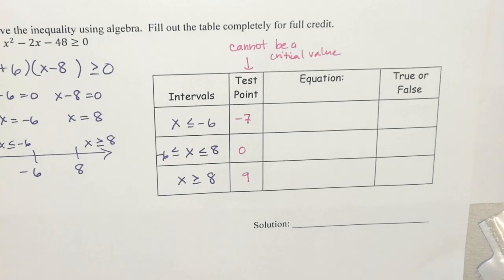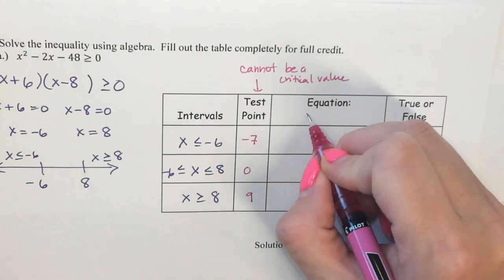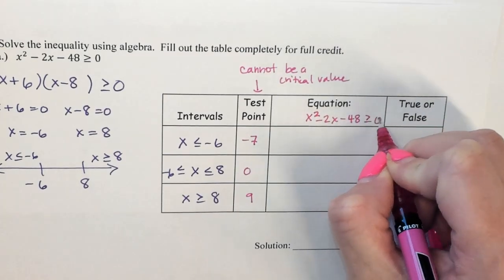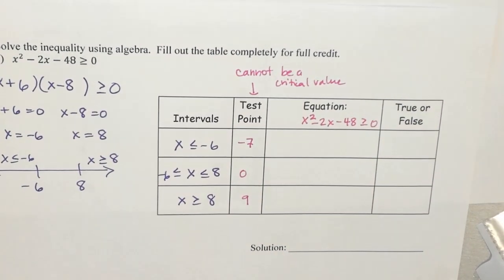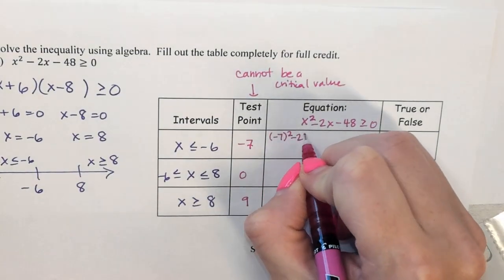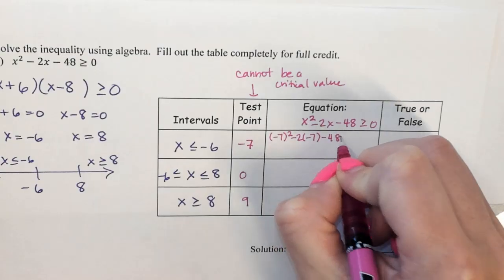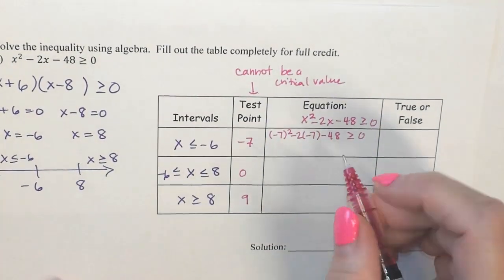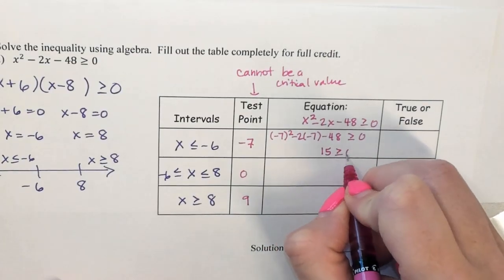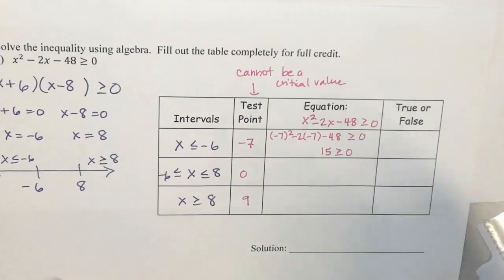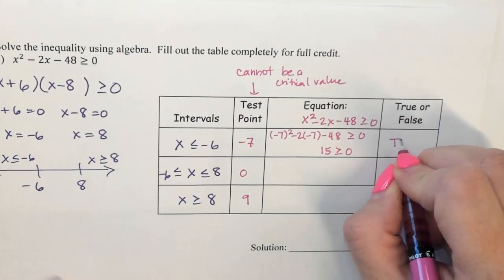The equation that you're using, tell me where you're plugging it in. For this one, it would be the original. And you have to have an inequality in this box. So when you plug in negative 7 squared minus 2 times negative 7 minus 48, you can use your calculator to help you with that. What I need to see is what you're marking as true or false. So 15 is greater than or equal to 0. That is going to be true.